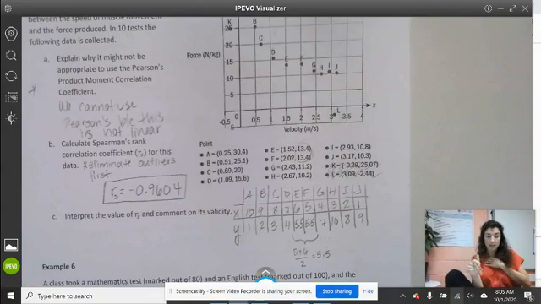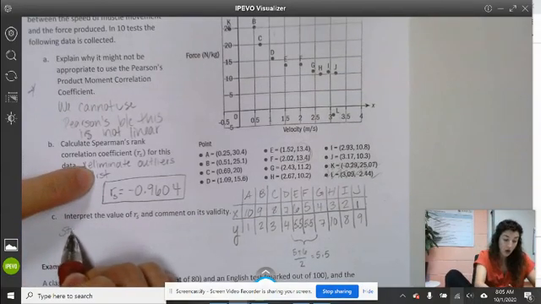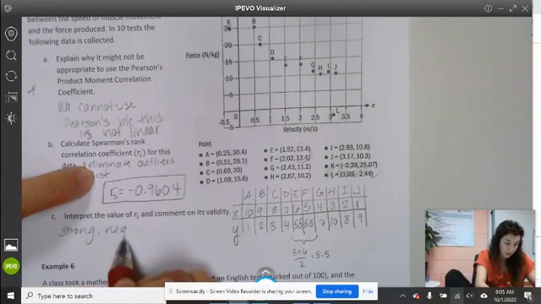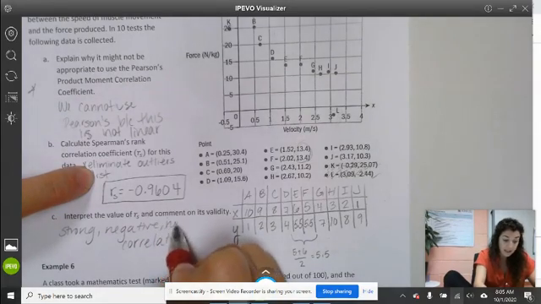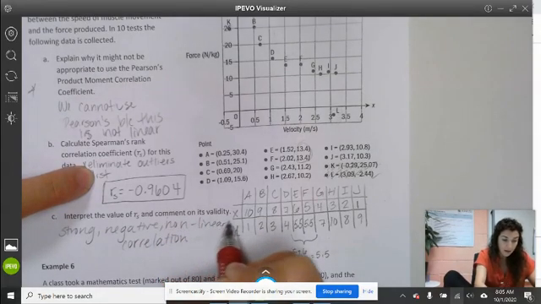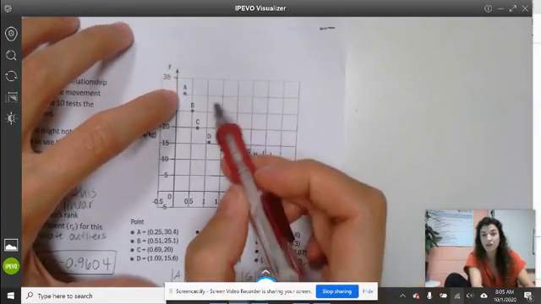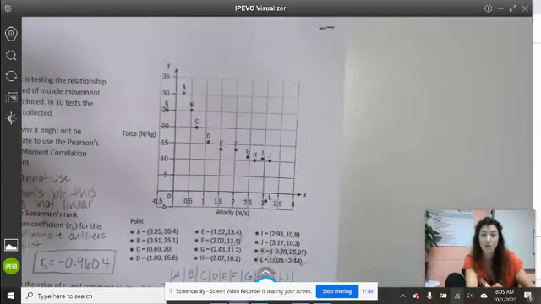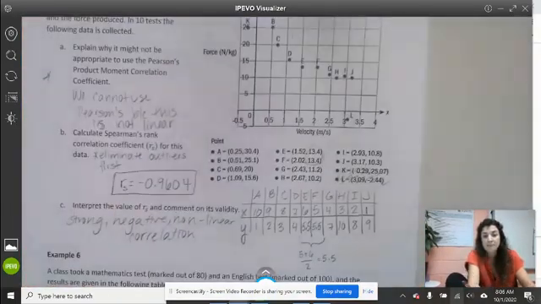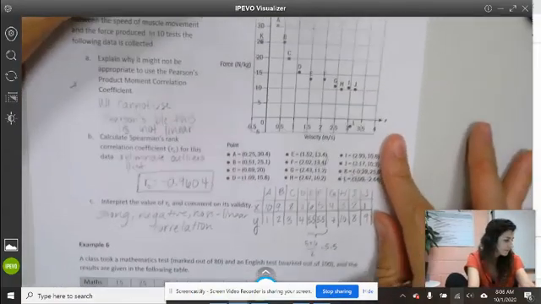Interpret the value of R sub S and comment on its validity. This number means that it is a strong negative correlation, and it's nonlinear. Of which we can say, yeah, eliminating the outliers definitely shows that this is a strong negative nonlinear, exponential correlation. And that's all that we're doing here. So Spearman's is for nonlinear.